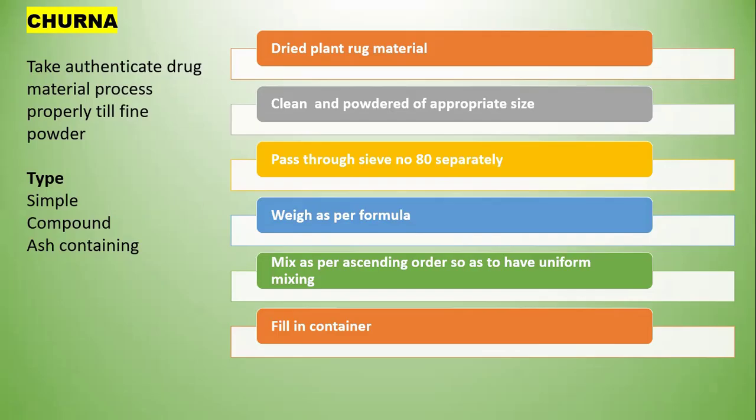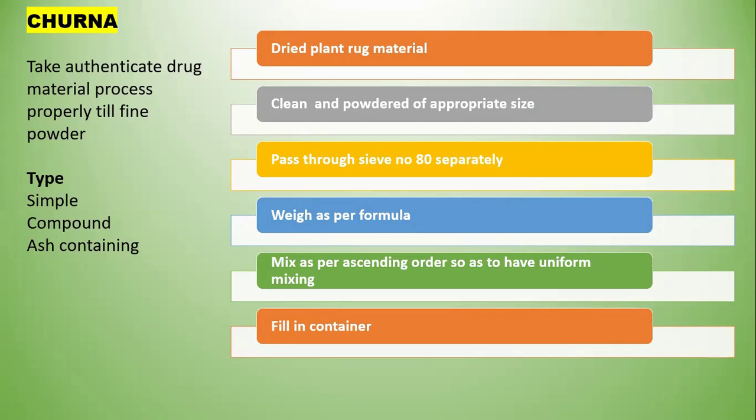The first one is simple, meaning there is a single ingredient or a single drug present as the active chemical component. The second is compound, where two or more drugs are present as active pharmaceutical ingredients. Such a preparation is known as a compound churna powder.